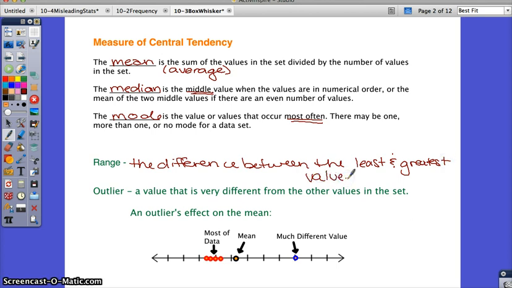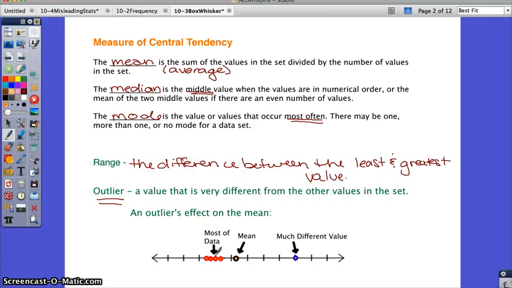The only thing we didn't talk about in the warm-up then was the word outlier. And the outlier, you need to write this down, is a value that is very different from the other values in the set. I'm going to tell you how to calculate an outlier officially from the algebra book, but we are not going to focus this year in our algebra class on calculating those, okay? But an outlier is very different from the other values. And I'll give you an example of how this can affect your mean.